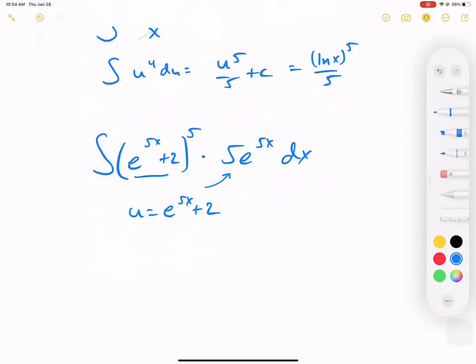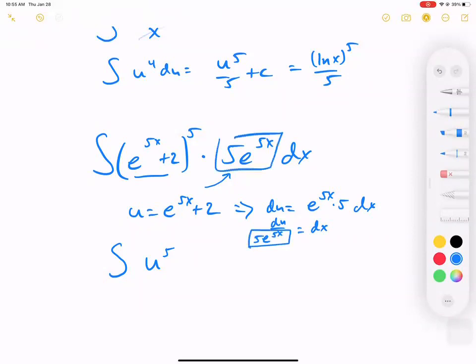So we have the integral of u to the 5. This becomes du equal to e to the 5x times 5 plus 0 dx. So we're rewriting this as dx equal to du over 5e to the 5x. And you can notice that this here is going to divide out this here.